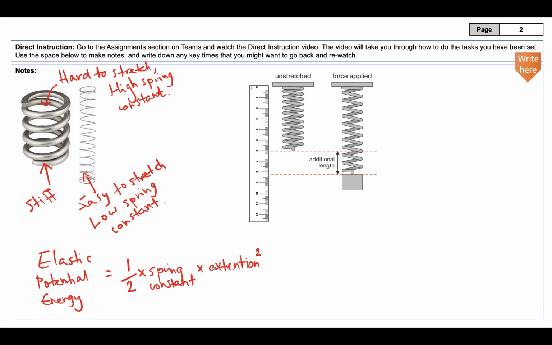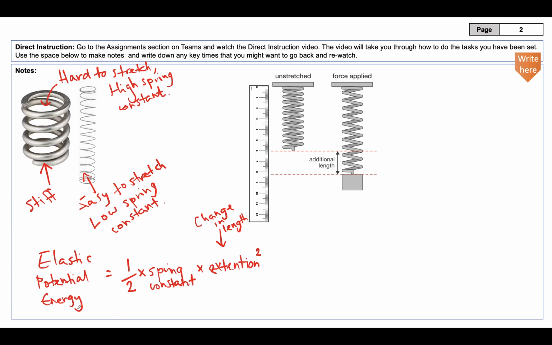So this says extension, it's not very neat, sorry. So extension is just the change in length. If you can imagine, if a spring starts off at 10 centimeters and when you stretch it, it goes to 12, it's changed by 2 centimeters, so that extension will be 2 centimeters.